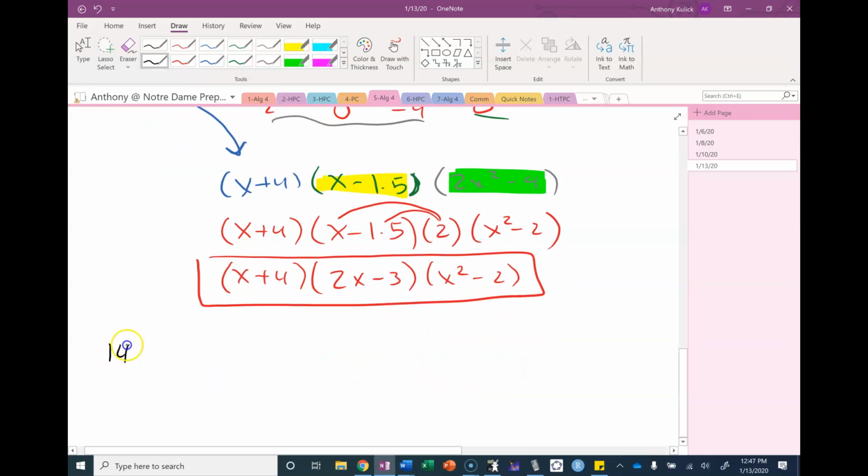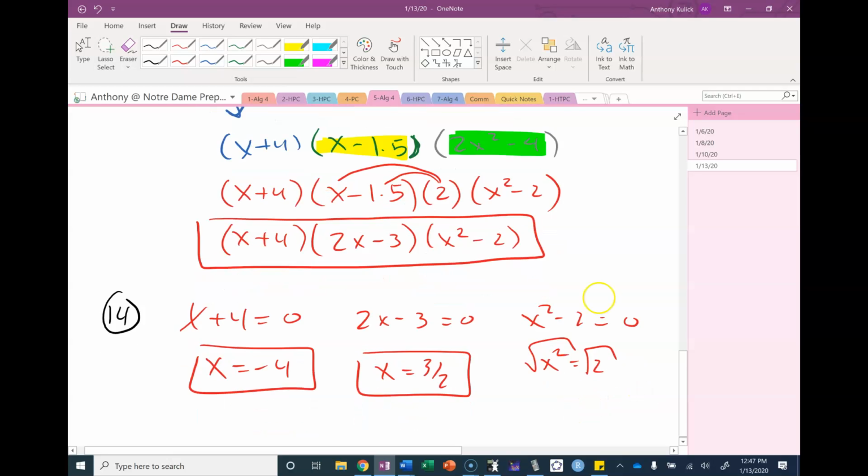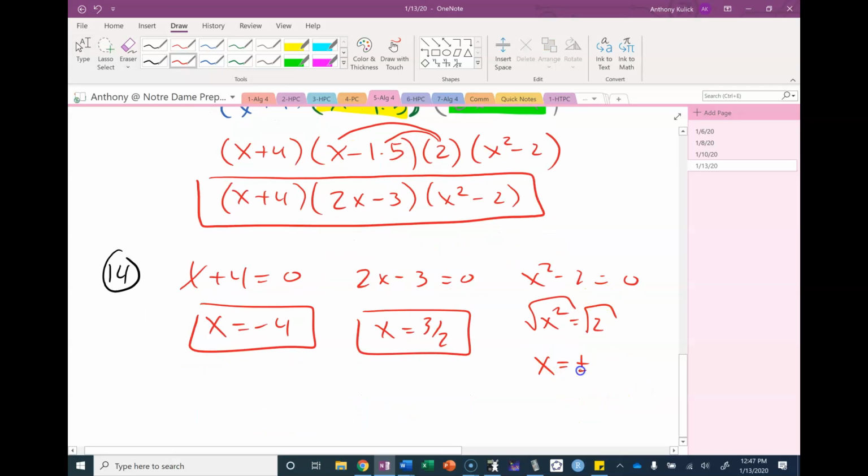Now that I have the factored form, I can just set each of these factors equal to 0 and solve. So I get negative 4. I get positive 3 over 2, which is the same thing as 1.5. If I add 2 and then square root both sides, I have to remember a plus or minus.